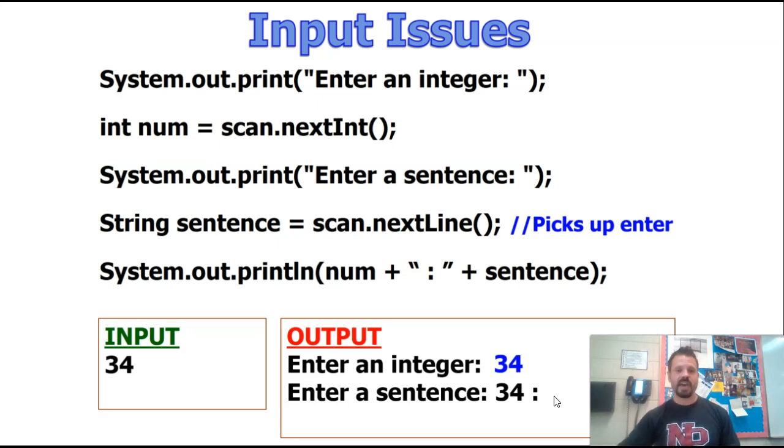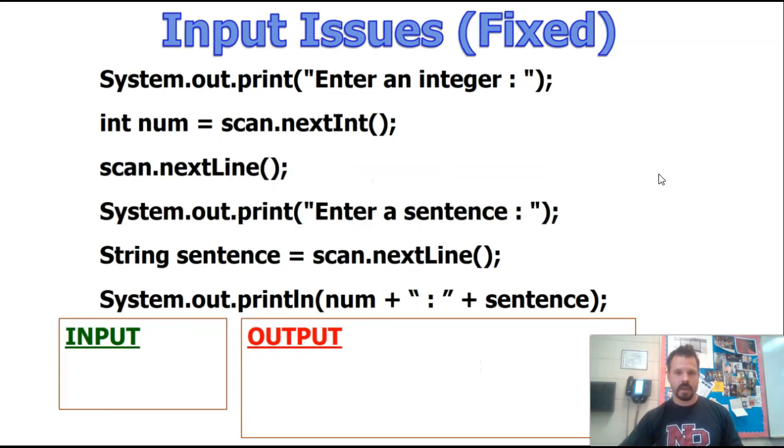So that's the issue we have when we mix numbers and next line. Next line picks up the enter, so I need to make it so it doesn't do that. I'll show you the fix in a second here.